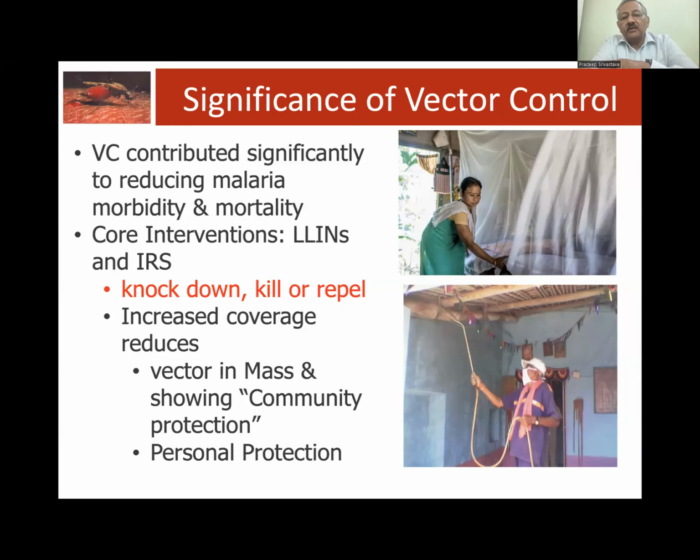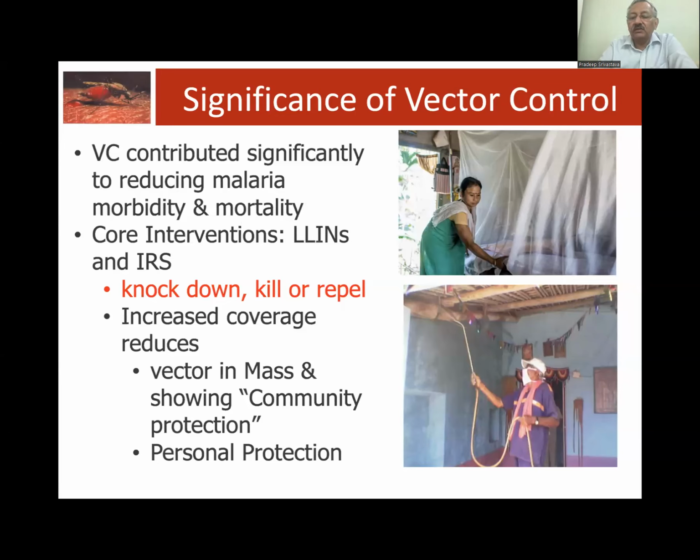Now, what is happening? This vector control strategy contributes significantly. They are preventing the person who is sleeping inside from being bitten, and they are killing the mosquitoes which come in contact. They are reducing the longevity of the mosquito. So that is why this is taken. This is the significance. You can always write a few lines on this in your strategic plan when you are documenting.